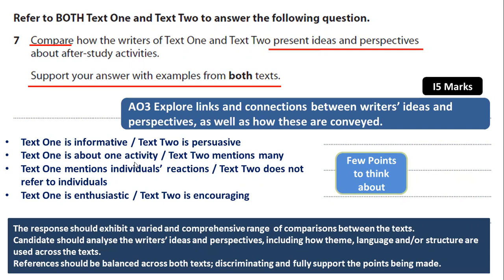For example, if you look at these points, text 1 is informative, but text 2 is persuasive. So you can't just say it. First, you have to show why you say it's informative and why you say the other is persuasive. Text 1 is about one activity, whereas text 2 mentions many activities. So you can give few examples. Text 1 mentions individuals' reactions, but text 2 does not refer to individuals. Once again, you can provide some quotations and evidence. Text 1 is enthusiastic and text 2 is encouraging.